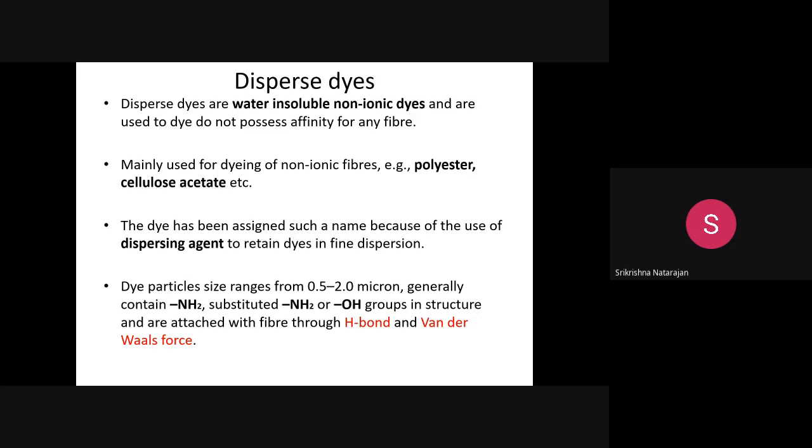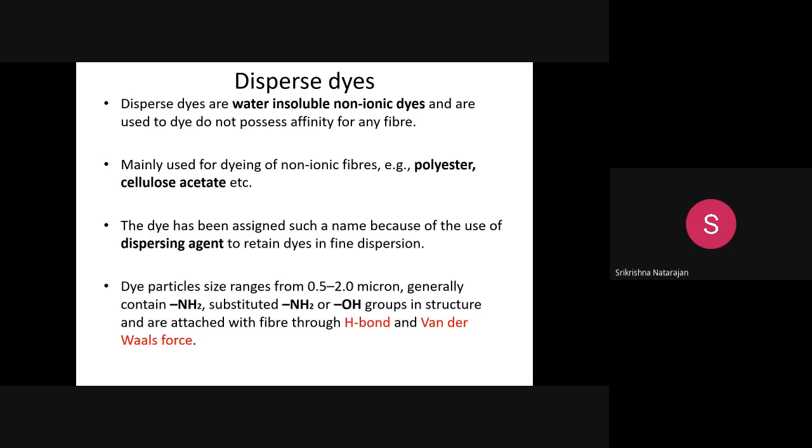About disperse dyes we need to learn before going into the discussion. Disperse dyes are water insoluble non-ionic dyes. It is not water soluble, and it does not have any charge. It is mainly used for dyeing non-ionic fibers, because polyester, as I have told you, is also a non-ionic fiber. Polyester or other thermoplastic fibers like cellulose acetate and cellulose triacetate can be dyed with disperse dyes. Why the name disperse dyes? Because it involves the use of a dispersing agent. What a dispersing agent is, we are going to see now.